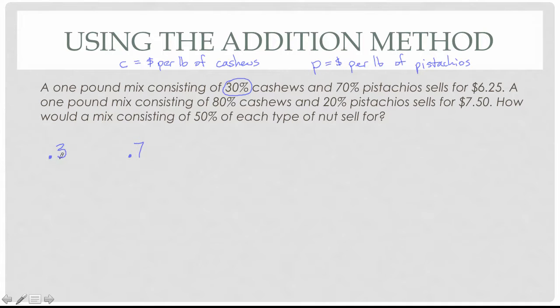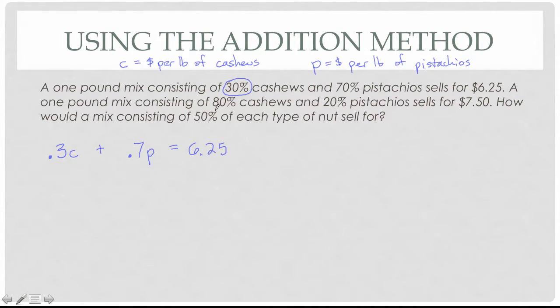Okay, so if I have 0.3 pounds at C, that cost per pound of pistachios, and I add to that 0.7 pounds of P, the price per pound of pistachios, I know that in total, the amount I paid for cashews and the amount I paid for pistachios was $6.25. That is one equation that fits that first scenario. Again, remember we look for totals and things that add up to the totals in a lot of these problems.